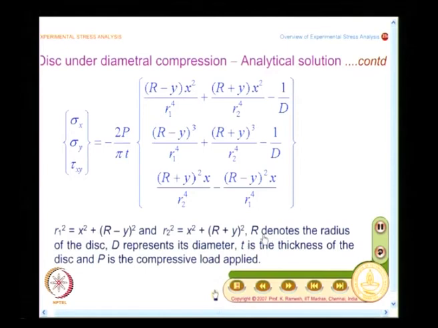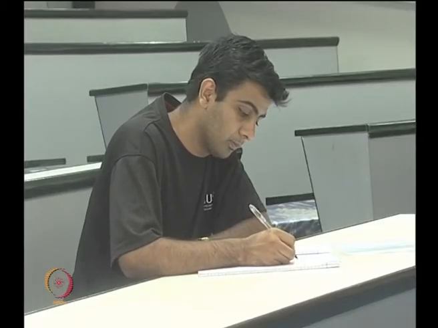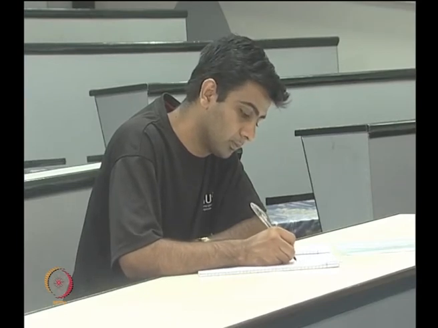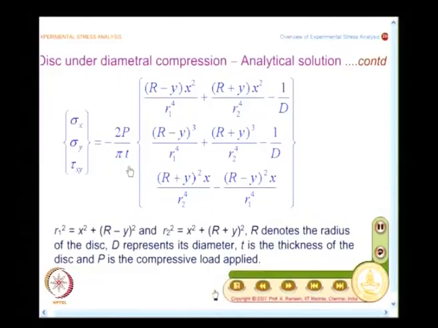We have already seen r denotes the radius, d represents the diameter, t is the thickness, and P is the compressive load applied, and the expressions are slightly different for sigma y and tau x y, and I would like you to have these equations written down. Obviously, the stresses we see now are much more complex than what we had seen in the case of a cantilever beam or the four-point bending problem. Naturally, you would not be able to calculate sigma 1 minus sigma 2 right away in the class and then plot the contours. So, we have to depend on computer graphics to do that job.